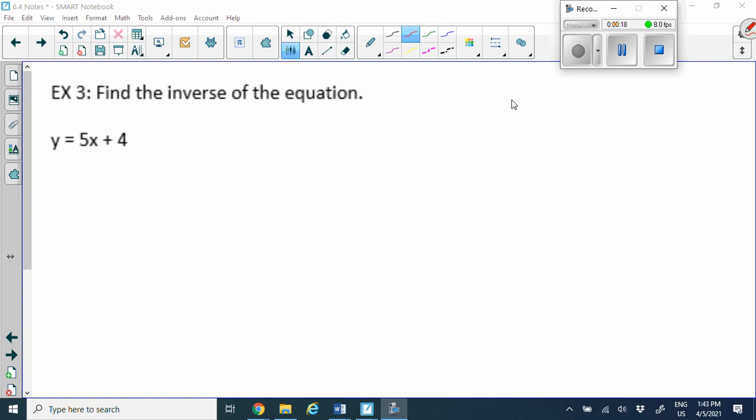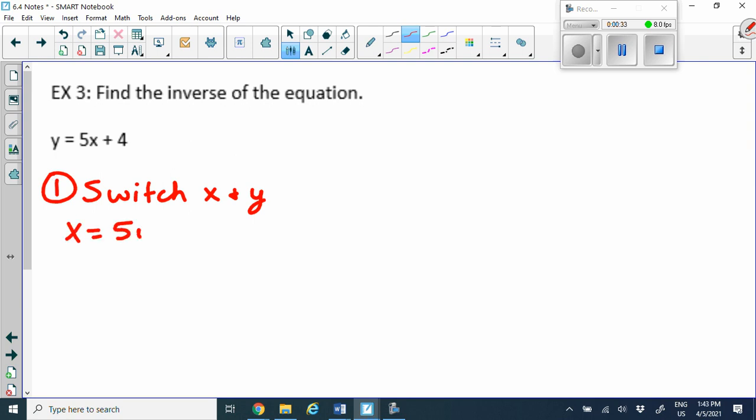Okay, so for example 3, we're going to find the inverse of the equation. We have y equals 5x plus 4. So the very first step when we are finding the inverse is to switch the x and y. So I'm going to have x equals 5y plus 4.